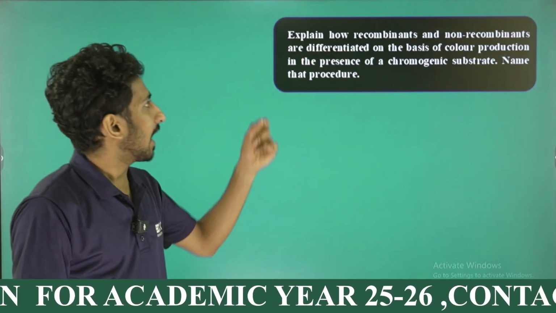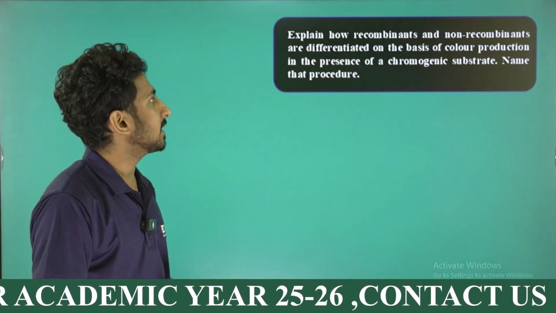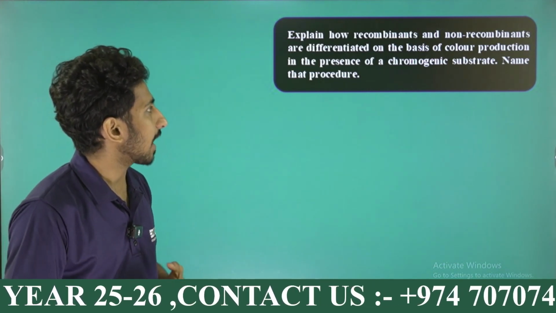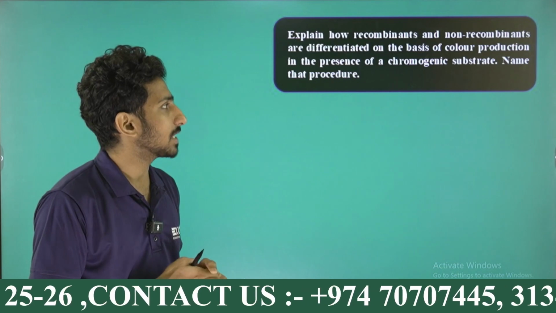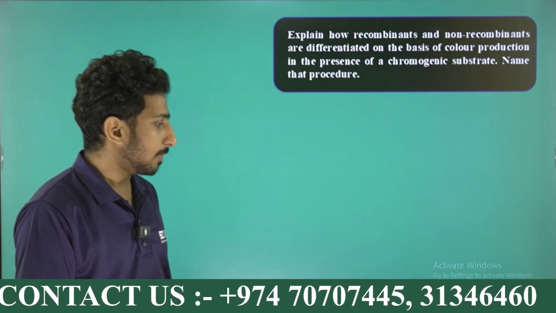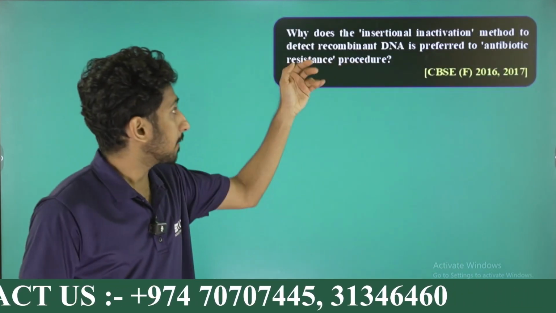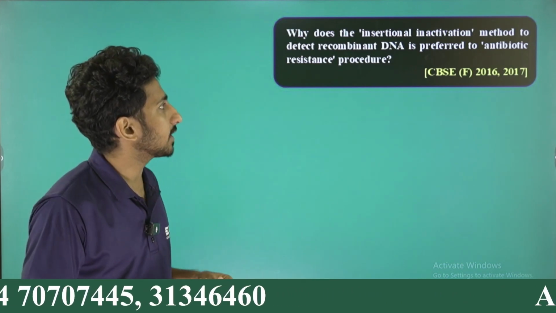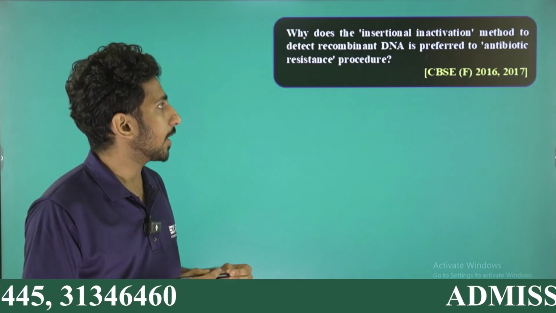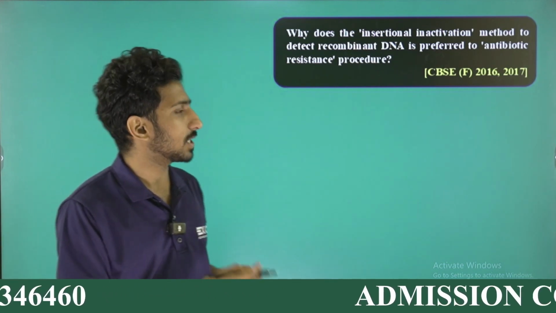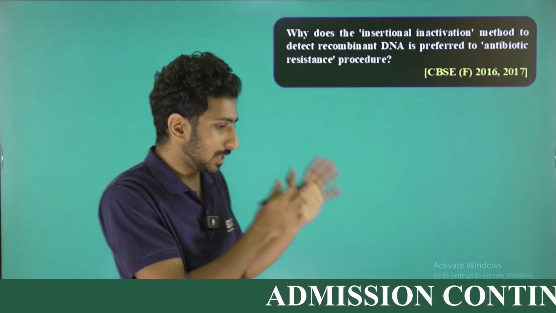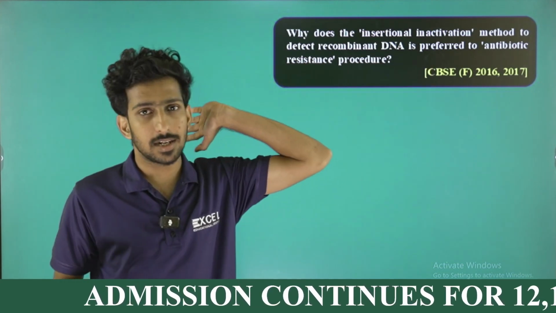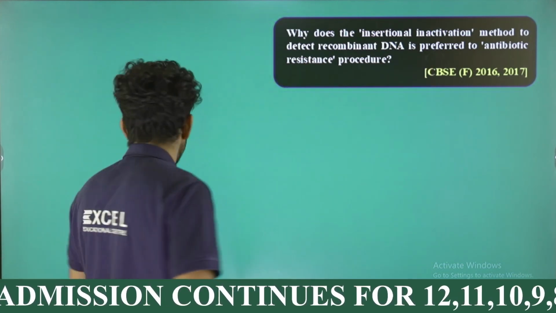Next question, explain how recombinants and non-recombinants are differentiated on the basis of color production in the presence of a chromogenic substrate. Name that procedure. Before that, listen to this question. Why is the insertional inactivation method to detect recombinant DNA preferred to the antibiotic resistance procedure? We have to do this question to do the previous question. What is insertional inactivation? I'll tell you what insertional inactivation is.